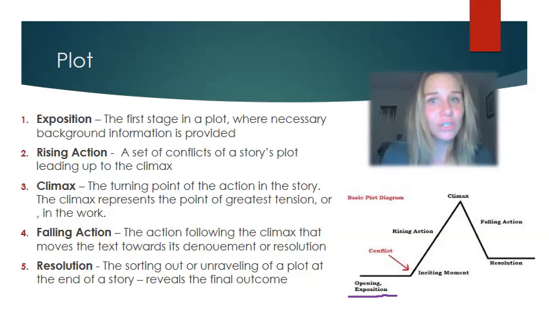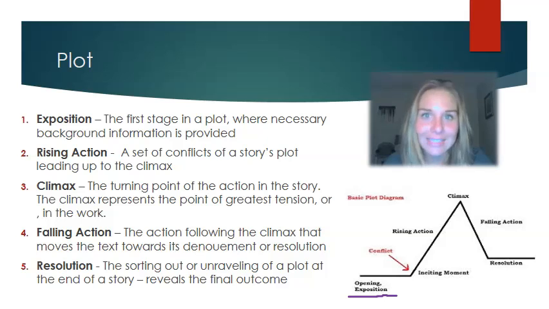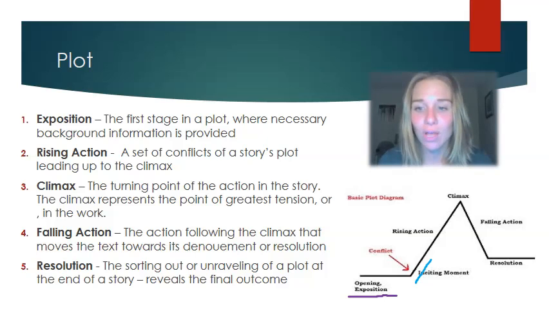Speaking of rising action, what's the rising action? Well, the rising action is a set of conflicts of a story's plot leading up to the climax. So it's pretty much going to be everything in between your opening or your exposition and your climax. It's going to be all the small conflicts leading right up to your climax.